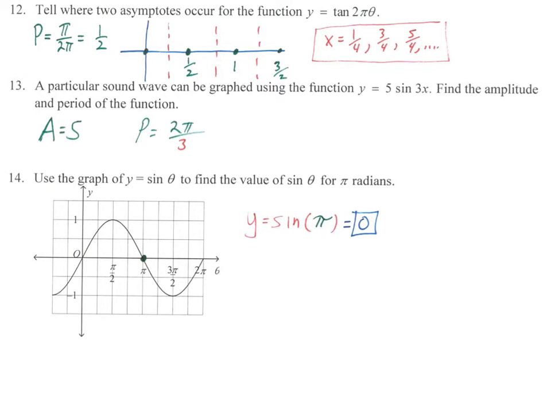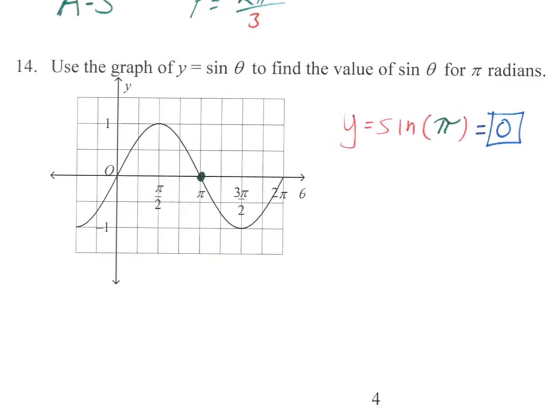Alrighty, another amplitude period problem. We know this is going to be our amplitude. We know this will give us our period. This is not your period. It's a sine graph, so you know it's going to be 2 pi divided by b. So it's just 2/3 pi.